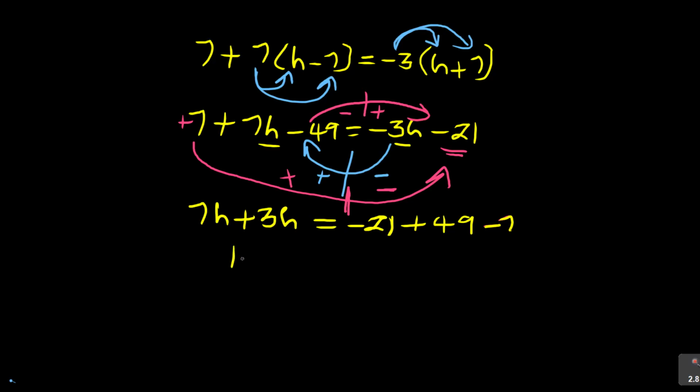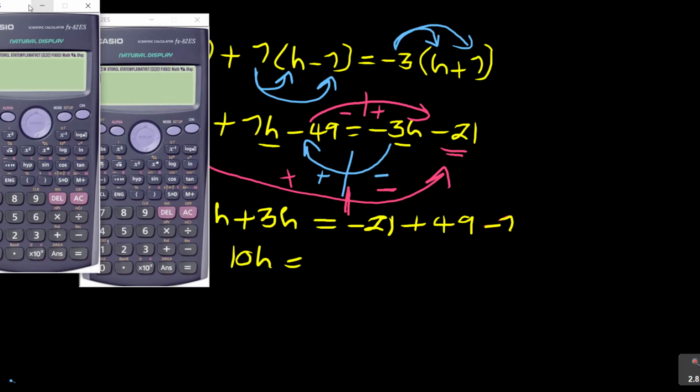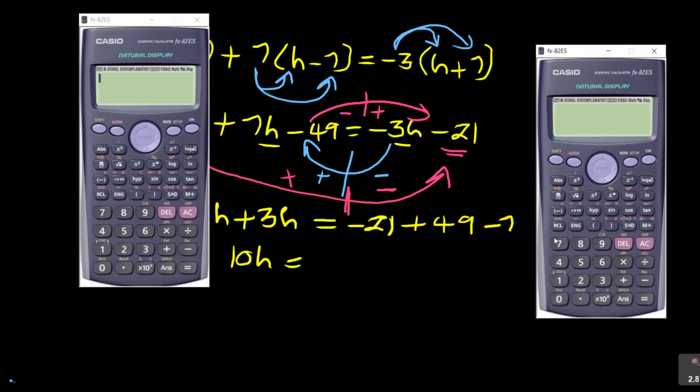7 plus 3, it's 10h, is equal to, quickly take a calculator for this. Don't try to work it out mentally. I know you can do it, but don't waste time. All right, okay, got my 2 calculators, but it's fine. It's minus 21 plus 49 minus 7. Simple. It gives me what? It gives me 21.